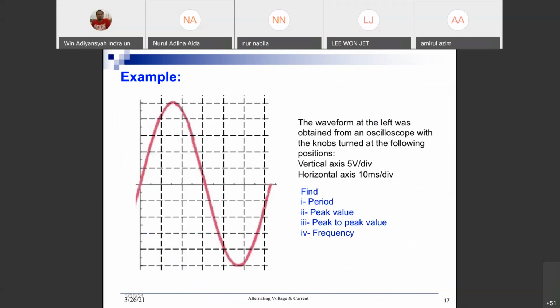This is usually what you will find in the oscilloscope. So one division on the vertical axis equals 5 volt. For horizontal, one division equals 10 millivolt. So what is the period? What is the peak value, peak to peak value, and frequency? I need the answer either in volt or in second. The period, of course, in second. Peak value, of course, in volt. Frequency, of course, in hertz. So give me the answer. Type the answer there.